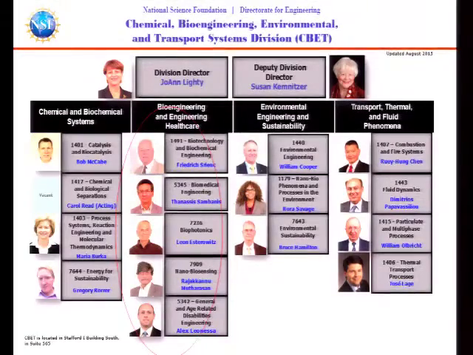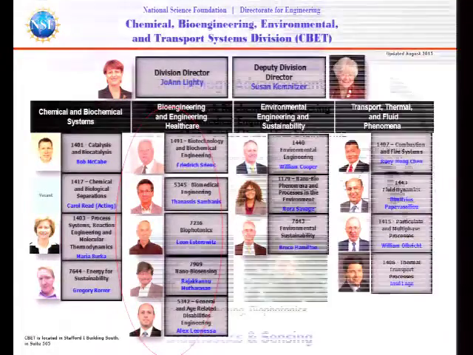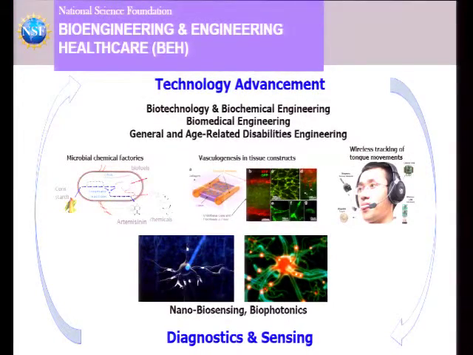And this is the organization of CBET itself. The programs of interest to this community are clustered in this Bioengineering and Engineering Healthcare cluster. And programs in this cluster are interested either in technology advancement or in diagnostics and sensing, with communication, of course, between these two broad domains. But in both of these areas, we're interested in the development of fundamental enabling knowledge and technologies.